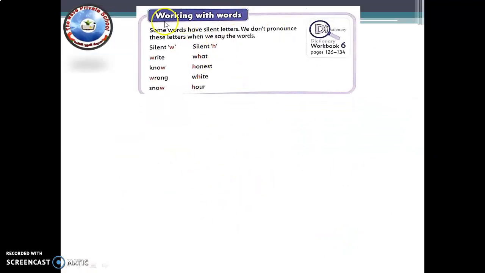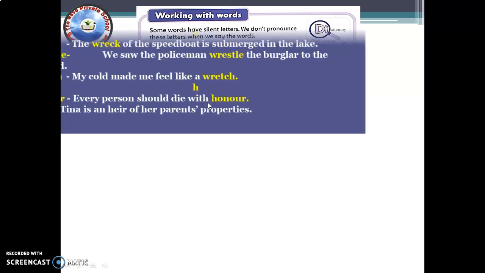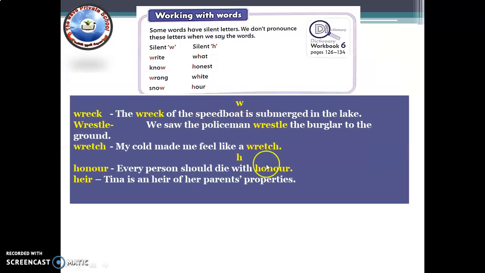Now, there are words with silent letters in them, like silent W and silent H. With the silent W, we don't say them. They are there together with the letters in a word, but we don't pronounce them or sound them out. Like right, no, wrong, snow. In silent H: what, honest, white, hour. So those are some words with silent letters.